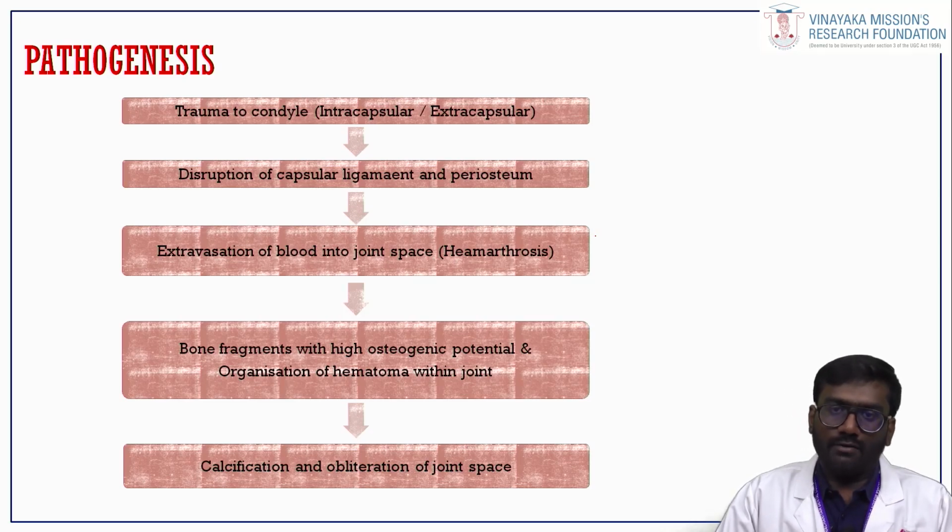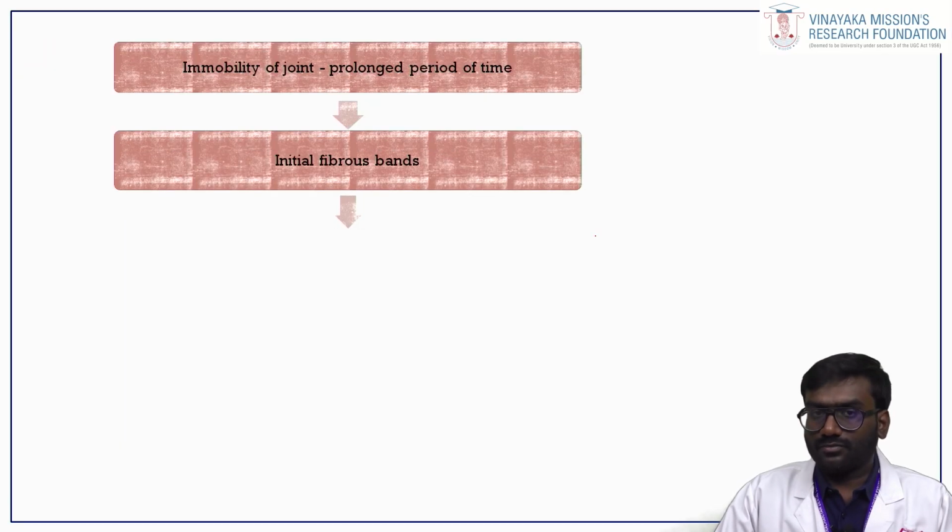So within the joint, after the bleeding happens, you have clot formation, and surrounding this clot, the bony fragments have high osteogenic potential. Because of this, there will be calcification and obliteration of the joint cavity. Later, this calcification results in ossification, as a result of which, because of trauma, the patient will not open and close the mouth, and the joint is filled with a solid structure called a clot.